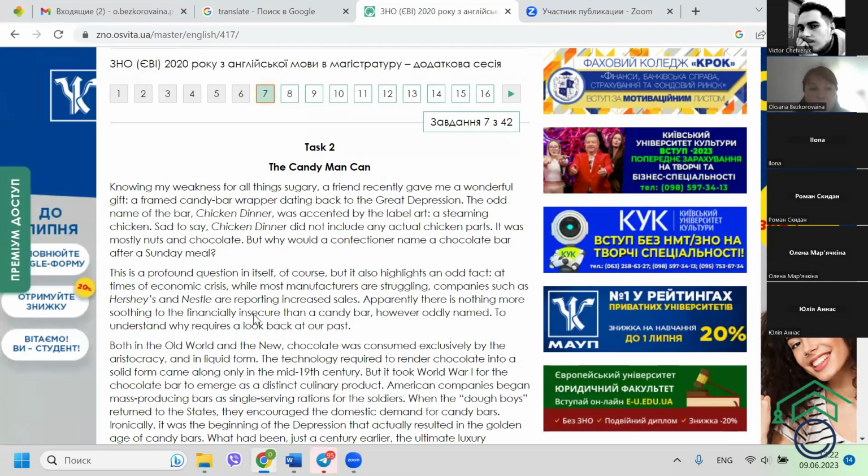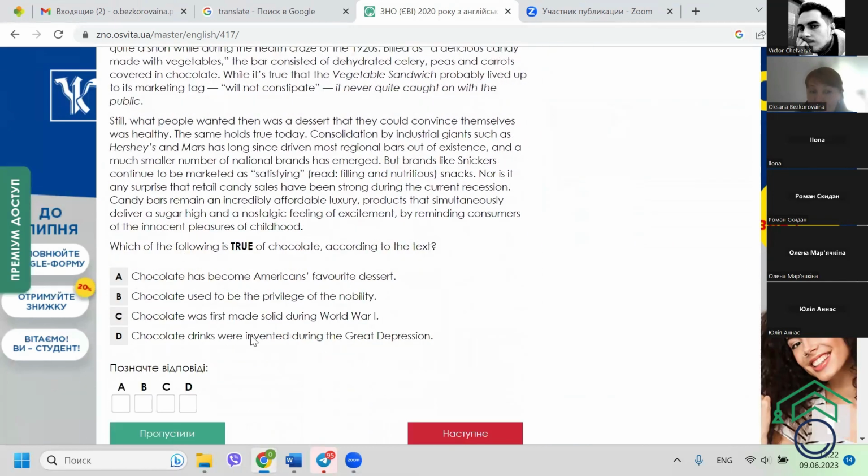Так, thank you, Лена. Ілона? Let's read the next question, and then we'll continue reading the article. Each of the following is true of chocolate according to the text. Це що правдиве. Що правда про шоколад згідно з текстом? Chocolate has become America's favorite dessert. Chocolate used to be the privilege of the nobility. How to translate the word the nobility?